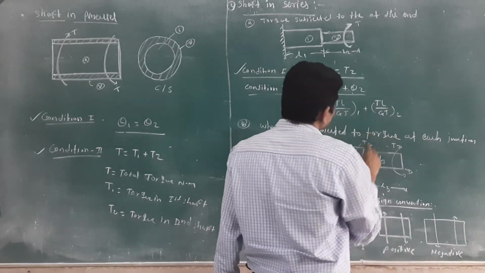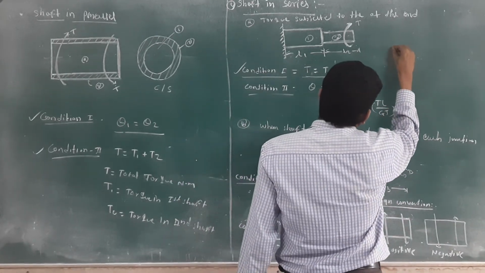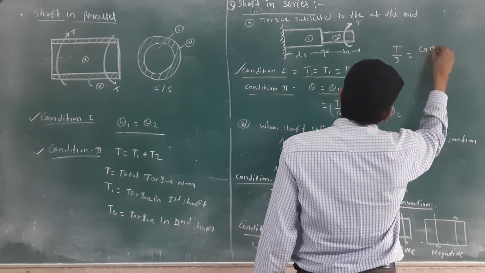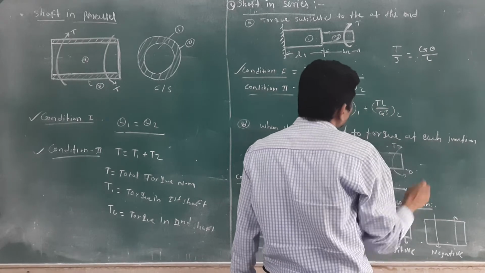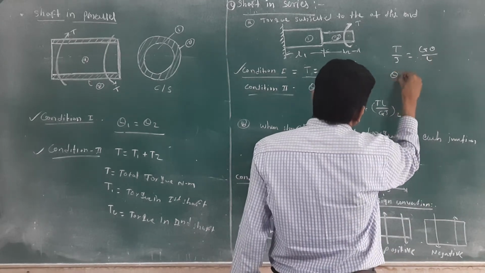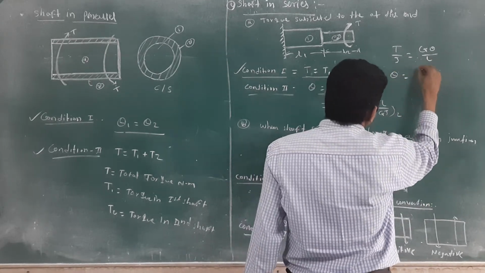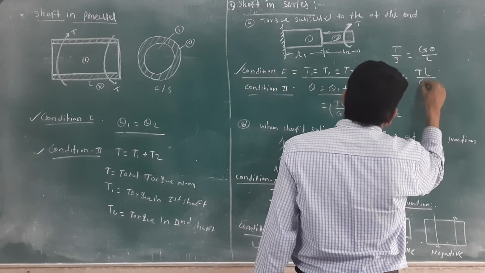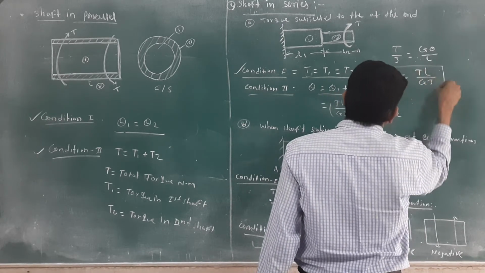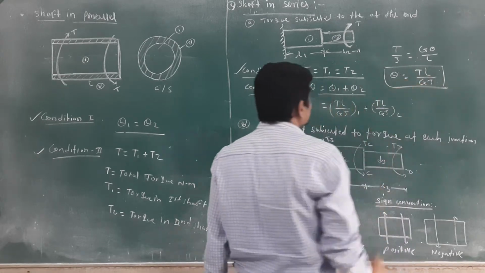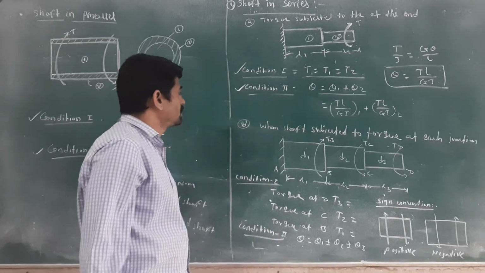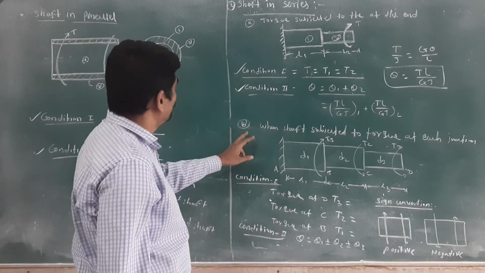How to get this relation? We know the torsion formula: T by J is equal to G theta by L. If you calculate, theta is equal to T into L divided by G into J. Okay, you will get this relation. Are you getting the second condition? Yes. Then next, the second B condition.